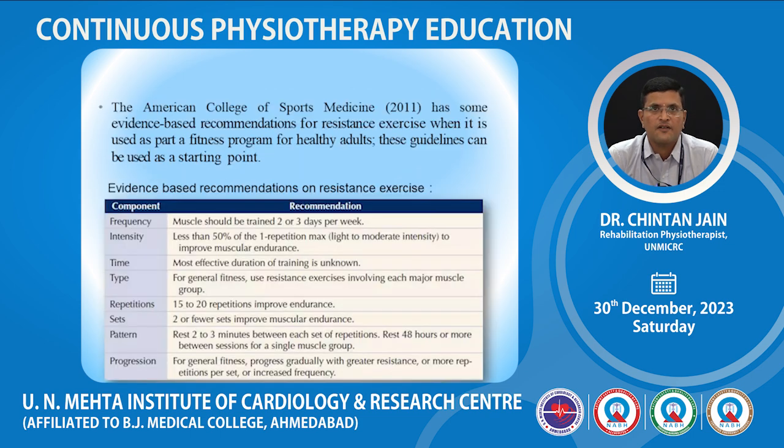The American College of Sports Medicine in 2011 has some evidence-based recommendations for resistance exercises when used as a part of a fitness program for healthy adults. This guideline can be used as a starting point. So, the evidence-based recommendations on exercises are these. Frequency: muscles should be trained 2 or 3 days per week. Intensity: less than 50% of the 1 repetition maximum, light to moderate intensity, to improve muscular endurance.